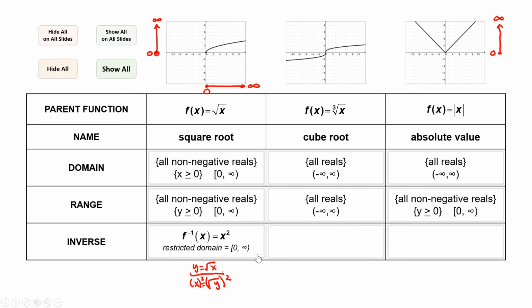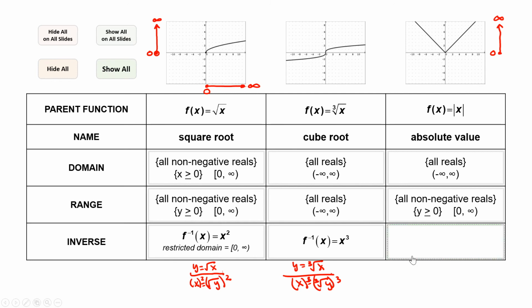The difference is our domain needs to be restricted from 0 to infinity because those were the only values that were coming out before. If we're going to do the cube root function, and we have y equals the cube root of x, and then we rewrite it as x equals the cube root of y, well, we'll need to cube both sides. And we'll come up with f inverse of x equaling x cubed. We do not have the same restrictions because the cube root and the cubic functions' domains and ranges are all reals.